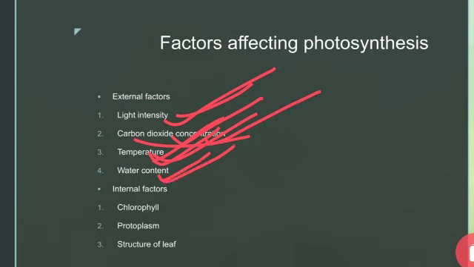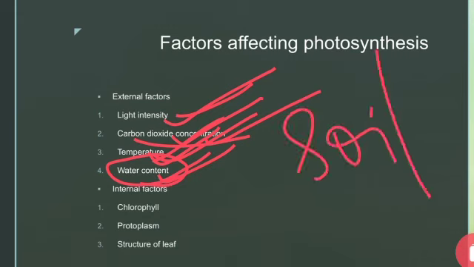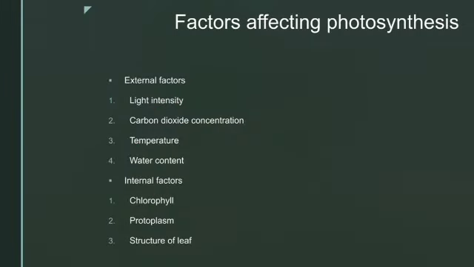Then comes water content. If there is scarcity of water, then photosynthesis won't occur. But if the absorption of water from the soil is more, then the rate of photosynthesis occurs at a higher speed. Then we come to internal factors.